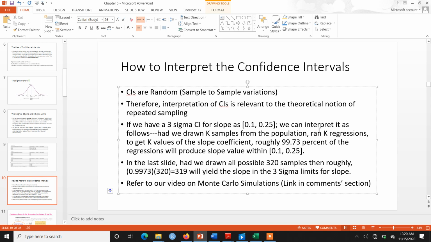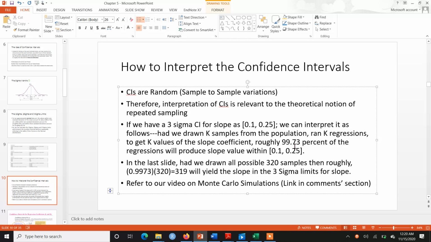We can interpret that if we draw k different samples from the population, then we can run k different regressions and we can have k different values of the slope coefficients. So roughly 99.73% of the regressions will produce a slope value within this range. What does that mean?